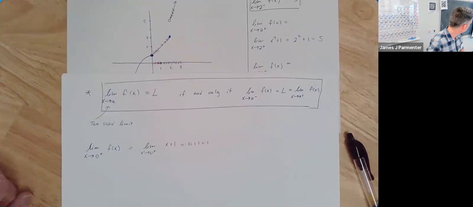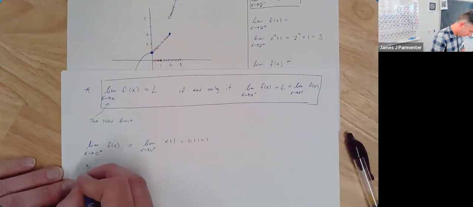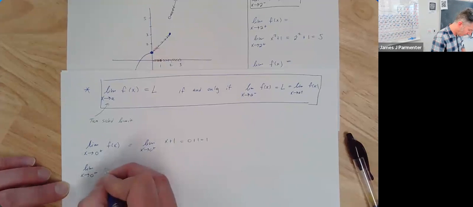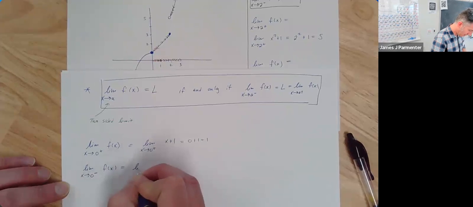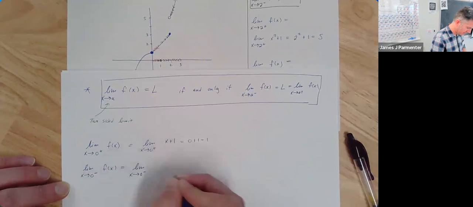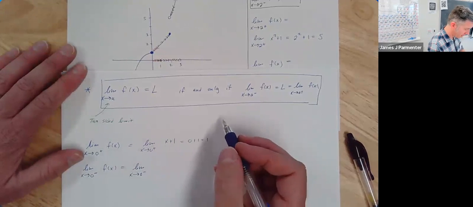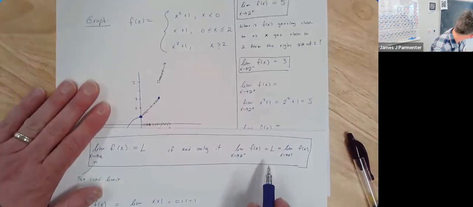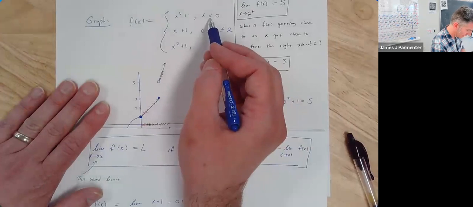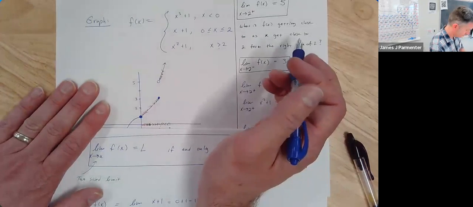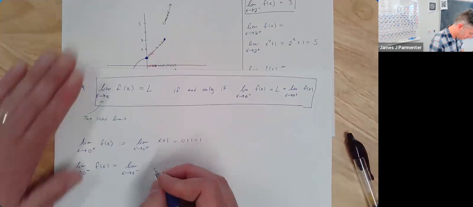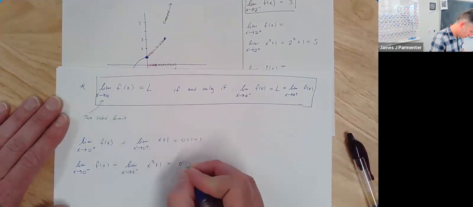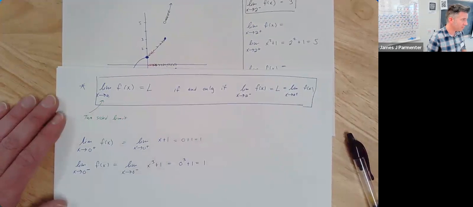Similarly, we approach 0 from the left. x approaches 0 from the left-hand side of f of x. Now we're going to use the piece of the piecewise function where we are left of 0. That's this part right here where x is less than 0, or left of 0. So we're going to use that piece of the function, which is x cubed plus 1. We plug in 0, we get 0 cubed plus 1, which is 1.